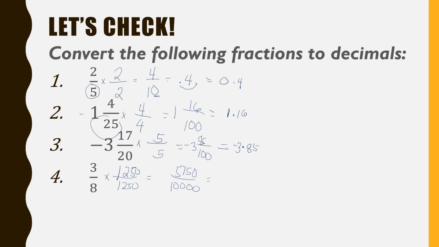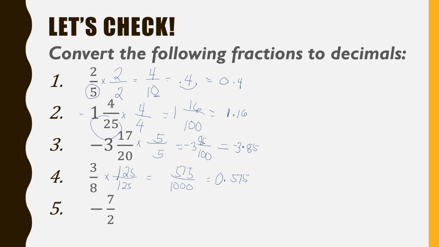So that is 375 over 1,000, or simply 0.375. We put 0 because we don't have a whole number, so we have 0.375.